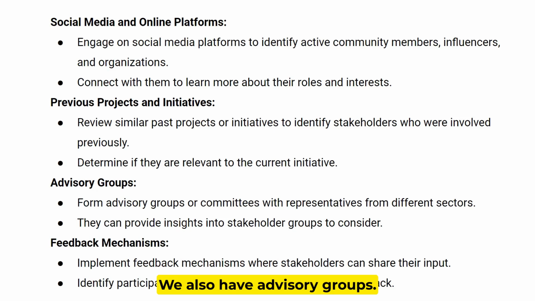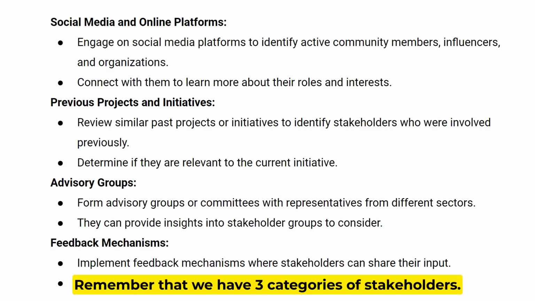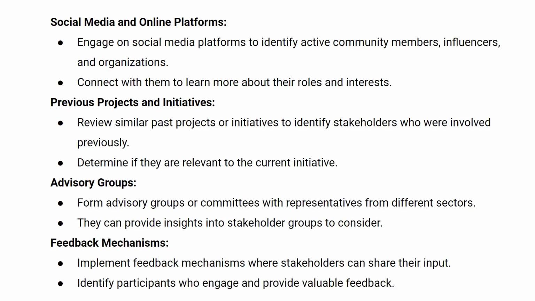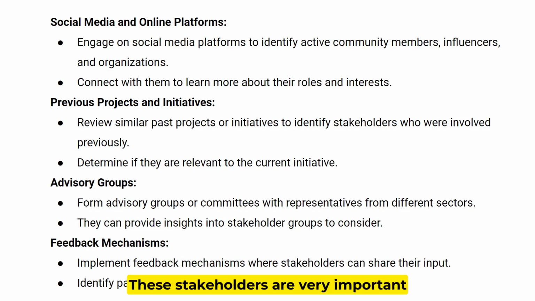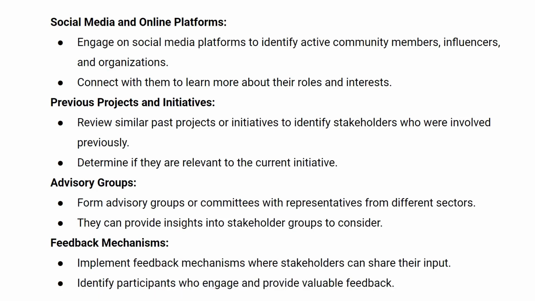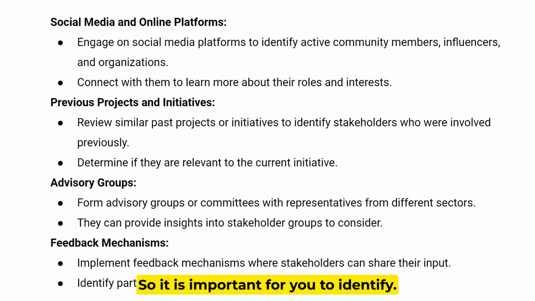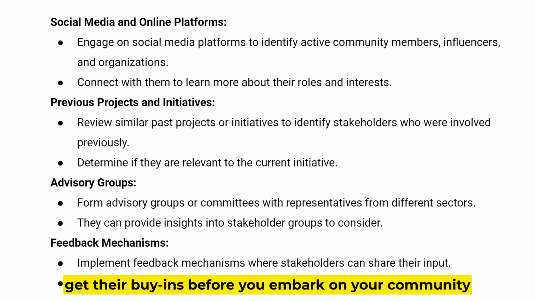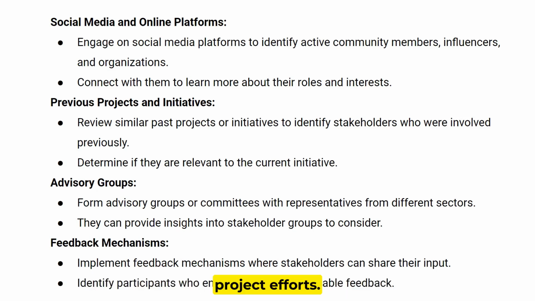We also have advisory groups and feedback mechanisms. You can use all these techniques to identify the stakeholders. Remember that we have 3 categories of stakeholders: the primary stakeholders, the secondary stakeholders, and the key stakeholders. These stakeholders are very important in shaping the outcome of your community engagement efforts. So it is important for you to identify them so that you are able to engage them and get their buy-in before you embark on your community project efforts.